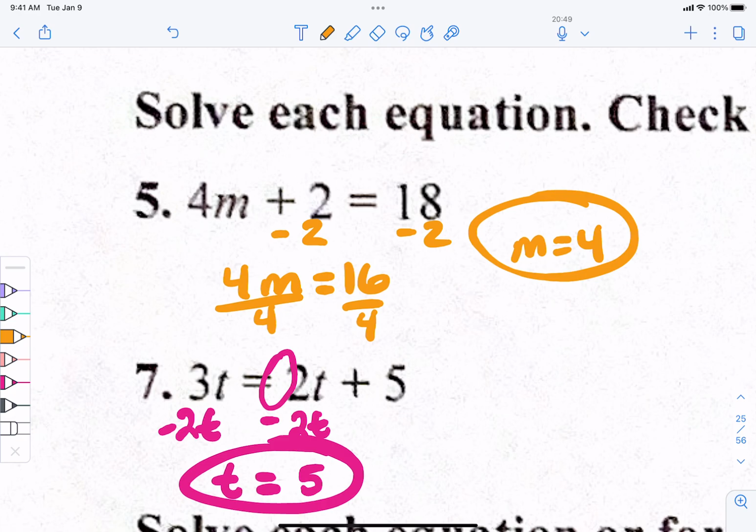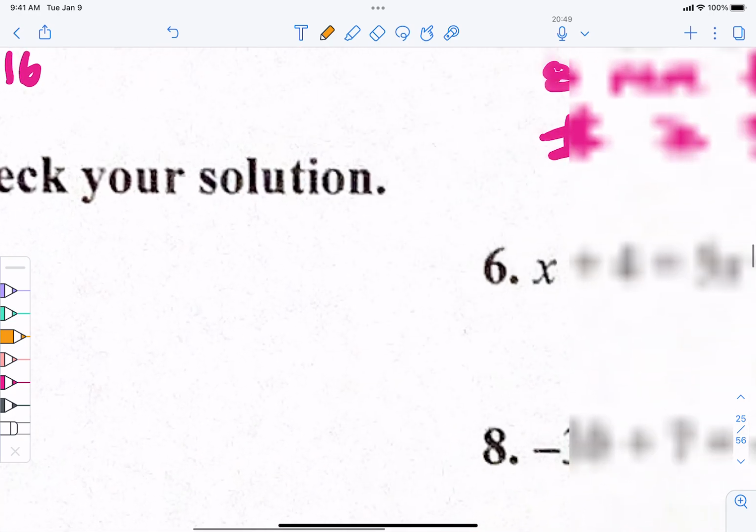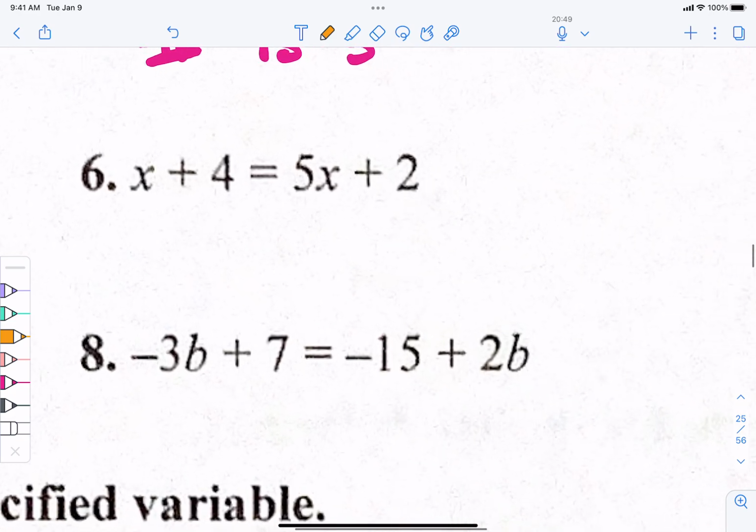Did you get 4 for 5? Yes. Okay. All right. Number 6 and 8. Which one would you like to do together? 8 looks kind of uglier. Okay, I have 4 pieces here. Here's a b and here's a b, and here's a number and here's a number. I have to get the numbers together and the b's together. Let's do the b's first, because that's the way you should do it. Get the b's together first.